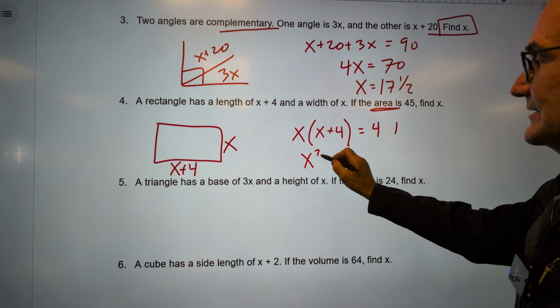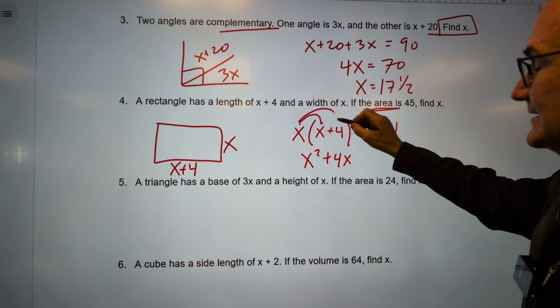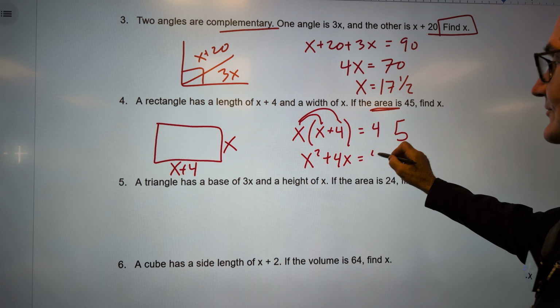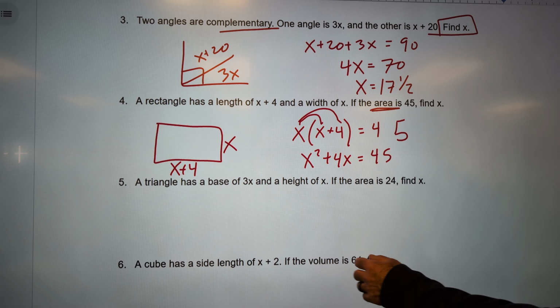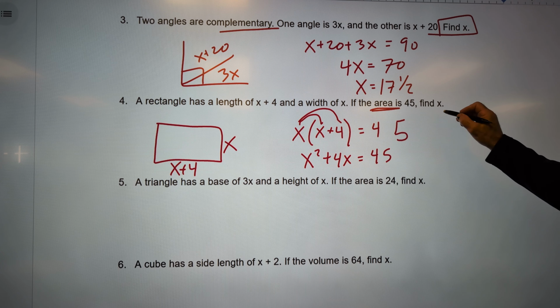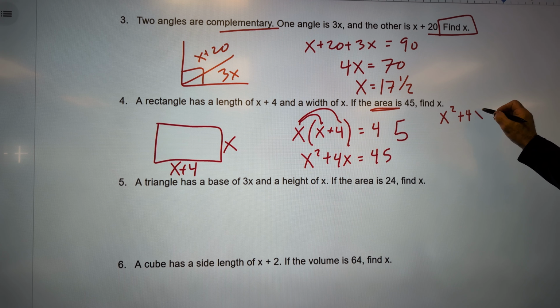to get x squared plus 4x. Right, this going through here. Plus 45 is equal to 45. I recognize that as a quadratic, x squared plus an x plus a term. I have to set it equal to 0. Subtract 45 from both sides, x squared plus 4x minus 45.